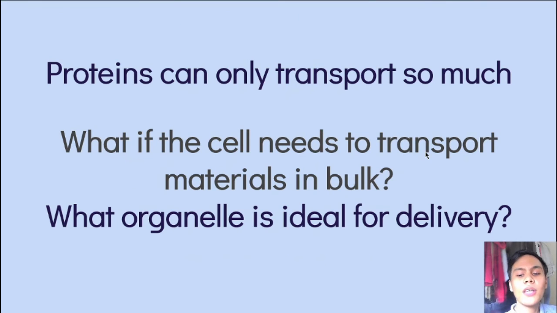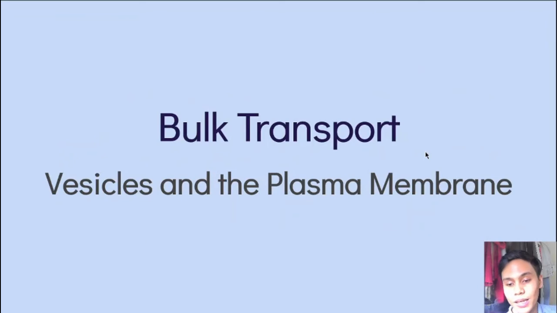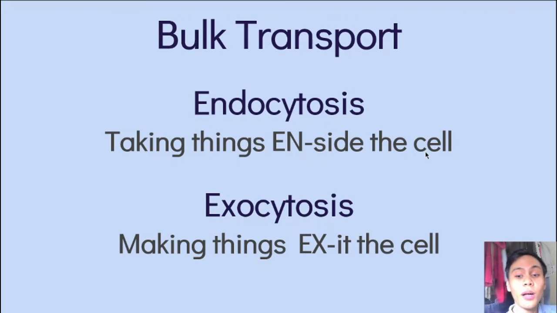So proteins can only transport so much. Sometimes the proteins can't cut it anymore if you have very large particles or lots of stuff to transport all at the same time. We have bulk transport using vesicles and the plasma membrane. So in bulk transport, there's two types. We have endocytosis, taking things inside the cell, and exocytosis, making things exit the cell.